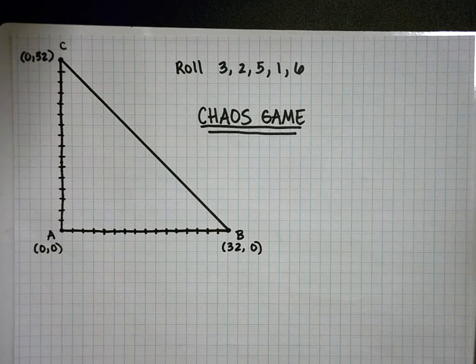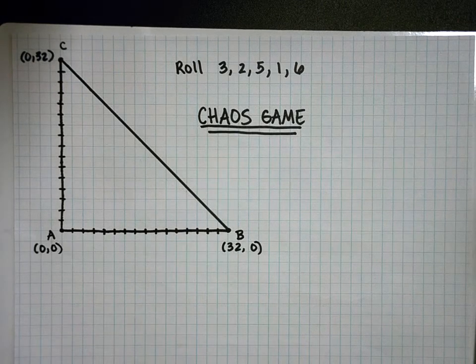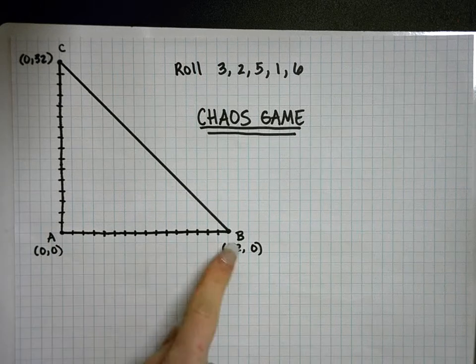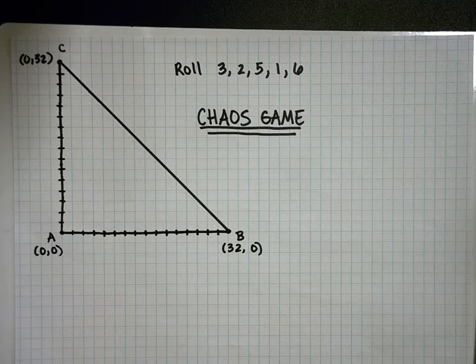The next fractal we will be discussing is a problem dealing with the chaos game. Now we have a triangle here. There's 3 vertices to the triangle. We're going to be rolling an honest die and just performing the steps of the chaos game.